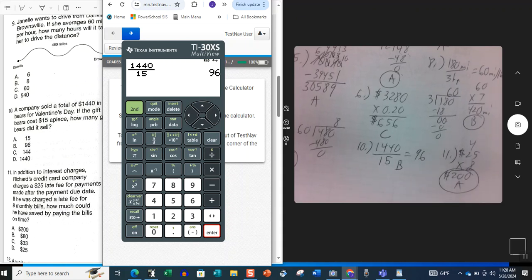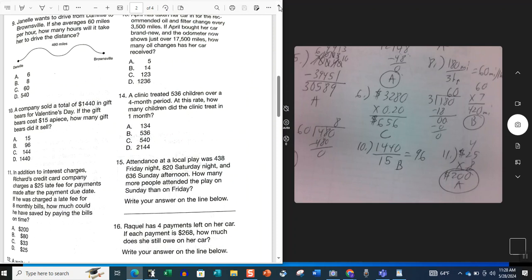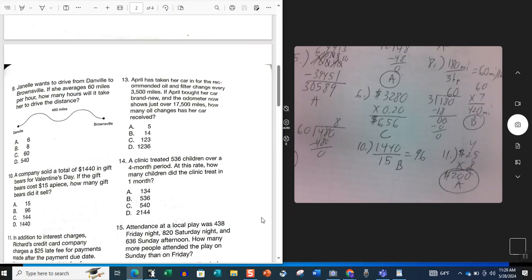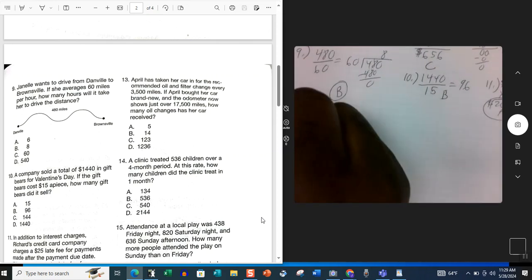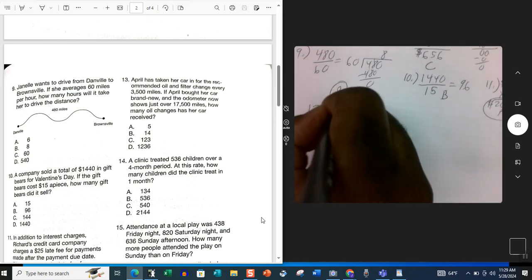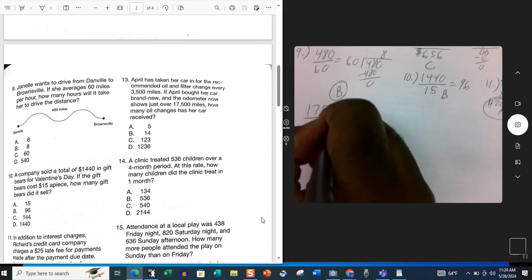All right, now we go on to problem number 12. It says April has taken her car in for the recommended oil and filter change every 3,500 miles. If April bought her car brand new and the odometer now shows just over 17,500 miles, how many oil changes has her car received? So it tells us it's at every 3,500. So we would take the 17,500 and divide it by 3,500.